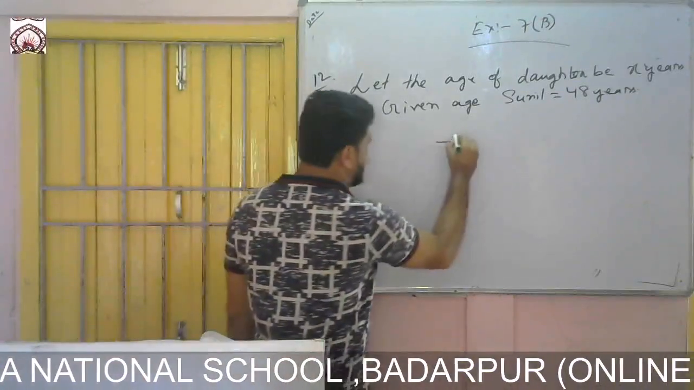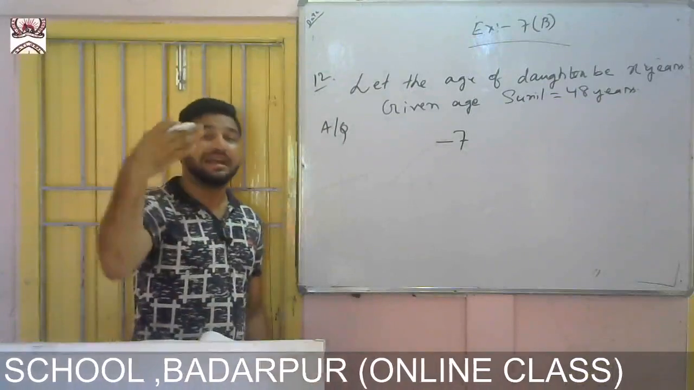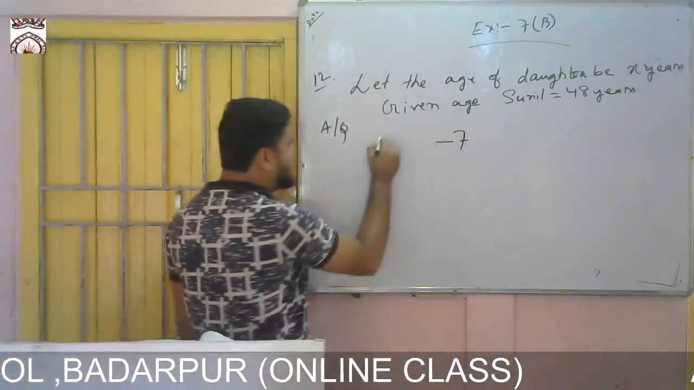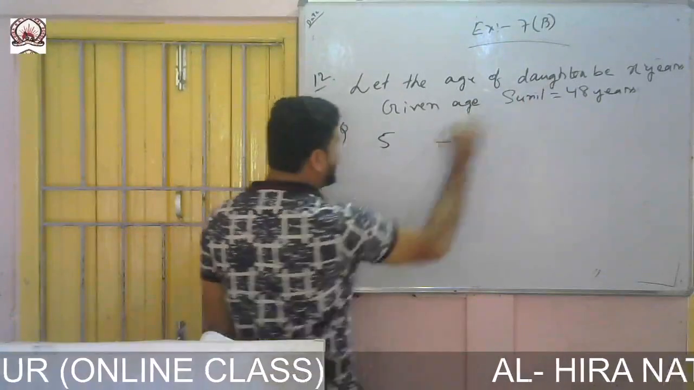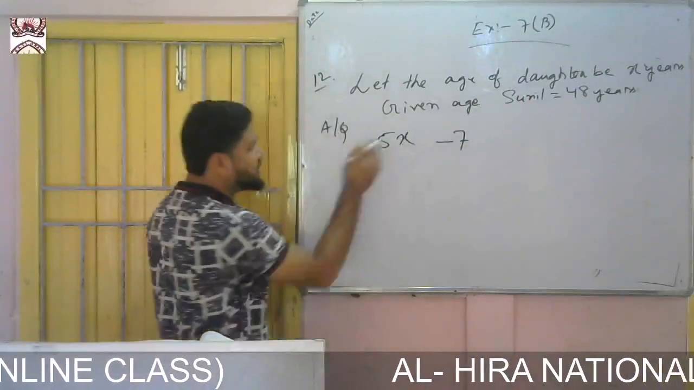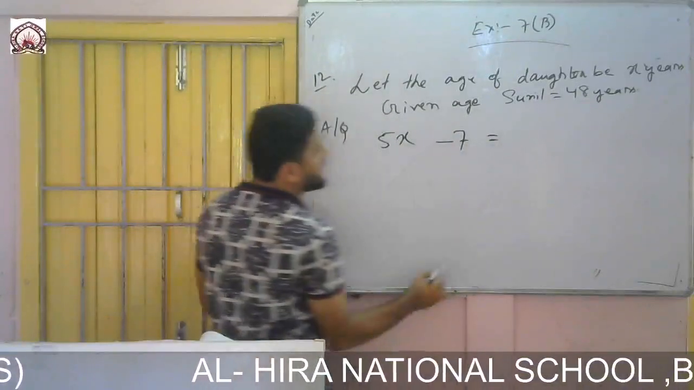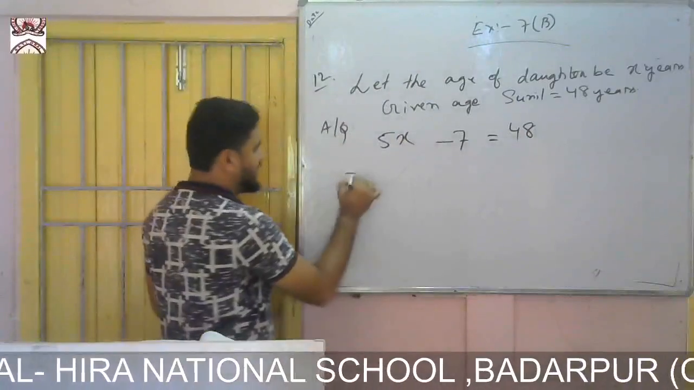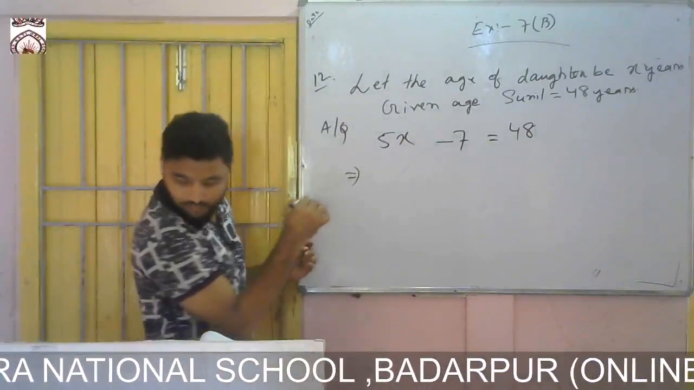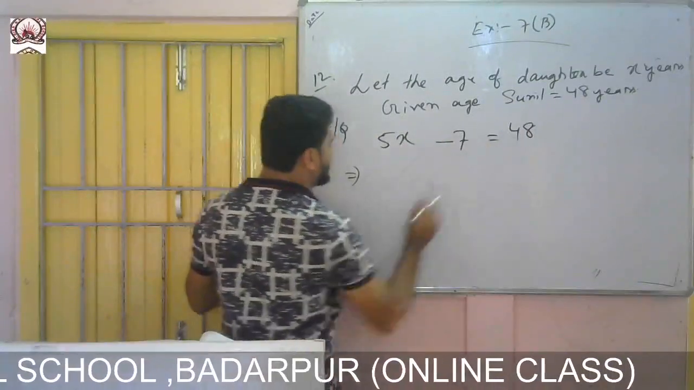7 years less than is minus. 5 times his daughter's age. Daughter's age we don't know, so we let it be x. And 5 times means multiplication. And his age is equal to 48. That means this is the age of the father, equals 48.